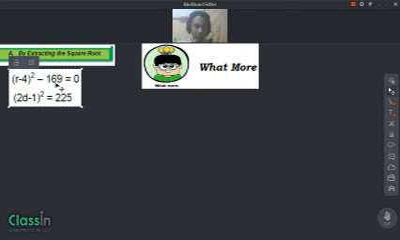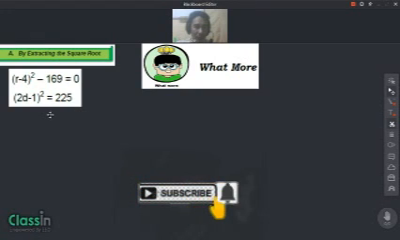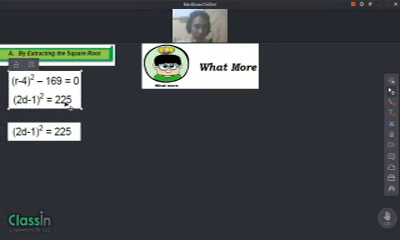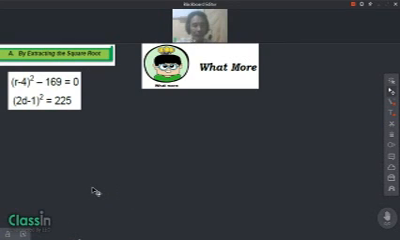If you've already finished answering this portion, just try to compare your solution with the one I am going to show you and check whether you've got the correct answer. Okay, so solving quadratic equation by extracting the square root. Here is our sample equation. The first one is quantity r minus 4 squared minus 169. So we're going to find the value of r.